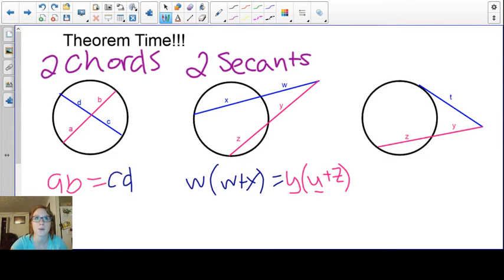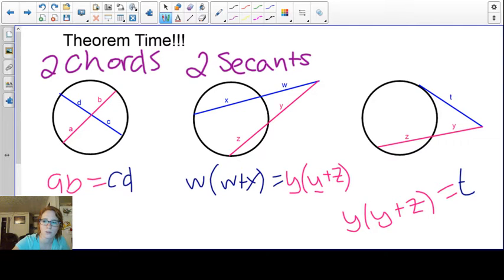And then with this next one, I have a tangent and a secant, and that is equal to the outside piece times the whole, which is equal to the tangent squared. Now that one's a little off. It kind of runs up a little bit. Sorry about that. And this one is secant tangent.